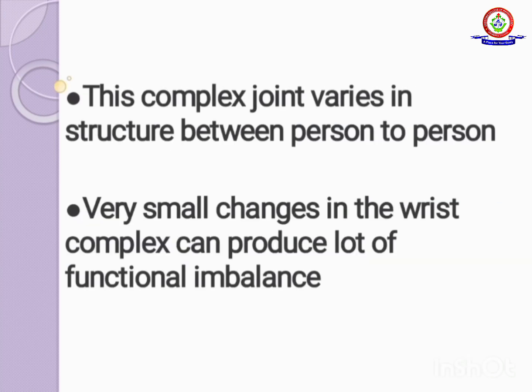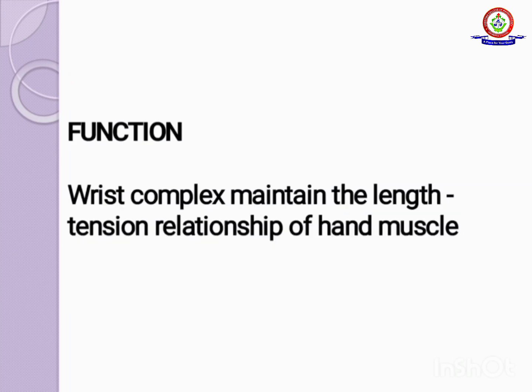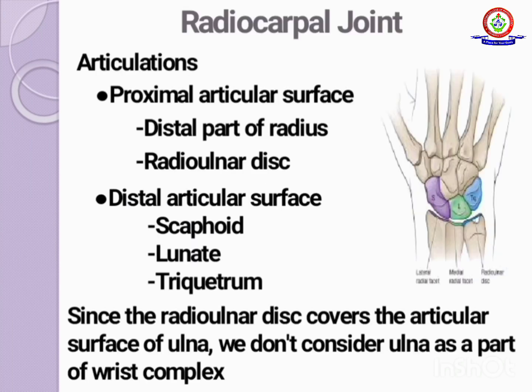This complex joint varies in structure from person to person. Very small changes in the wrist complex can produce a lot of functional imbalance. Function: the wrist complex maintains the length-tension relationship of hand muscles. Now let's see about the radiocarpal joint.